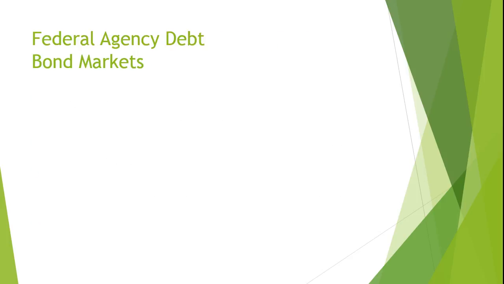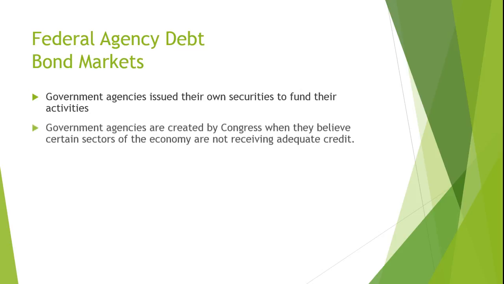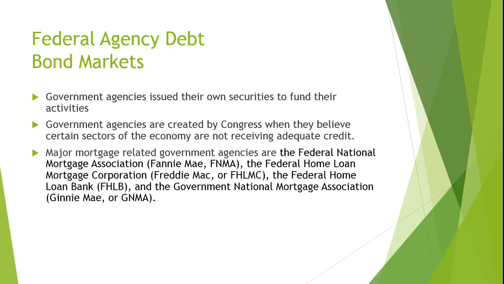Sometimes government agencies issue their own securities as a source of funding for their activities. Usually these agencies are created because Congress believes that particular sectors of the economy are not receiving adequate credit through the normal business of the private sector. The major mortgage-related government agencies are the Federal National Mortgage Association, known as Fannie Mae, the Federal Home Loan Mortgage Corporation, known as Freddie Mac, the Federal Home Loan Bank, and the Government National Mortgage Association, known as Ginnie Mae.